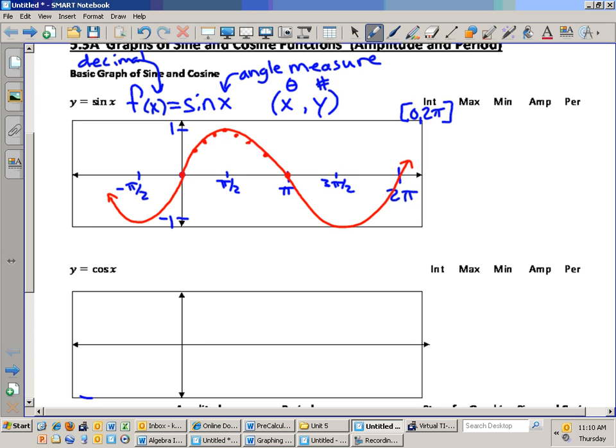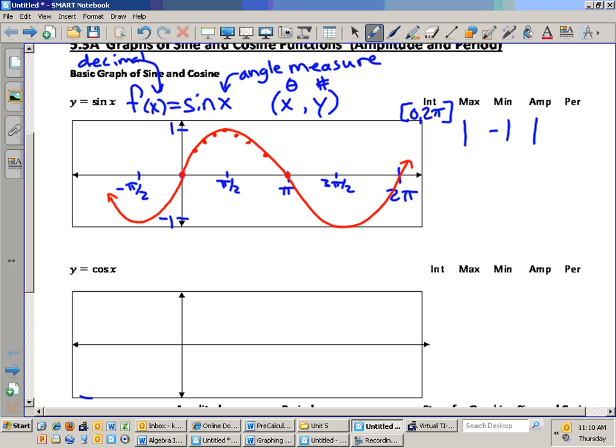What is the maximum value that sine achieves? What's the maximum y value that it reaches? 1. What's the minimum value it reaches? -1. The amplitude is how high or how low it goes from its center. How high does it go from the center spot? 1 unit. The period is how long it takes to repeat itself.